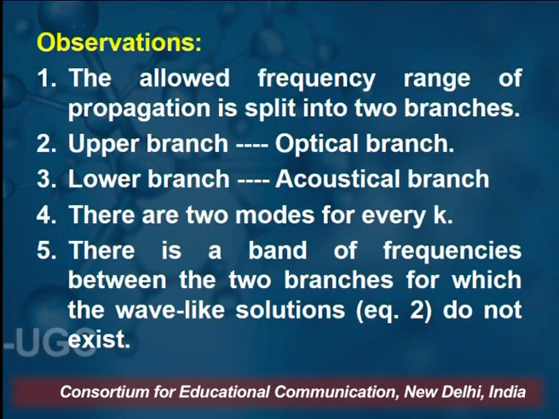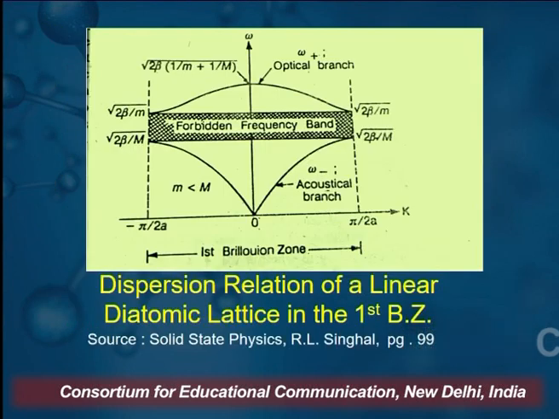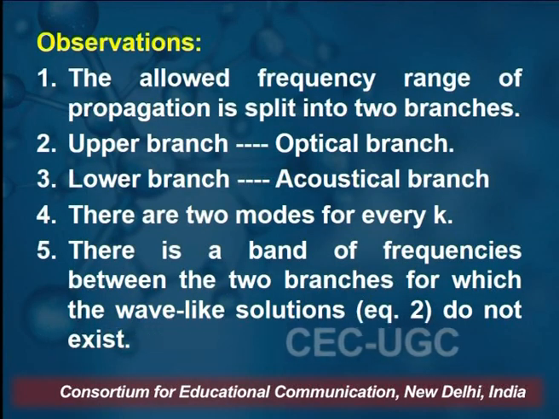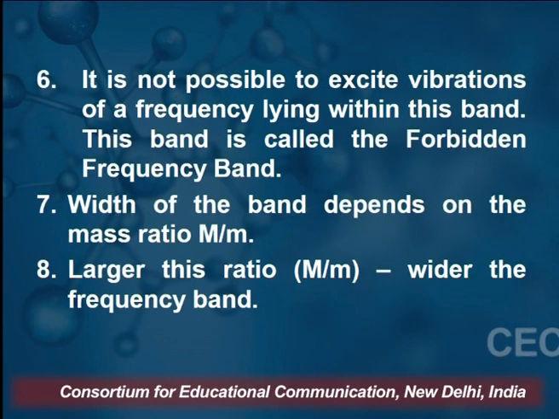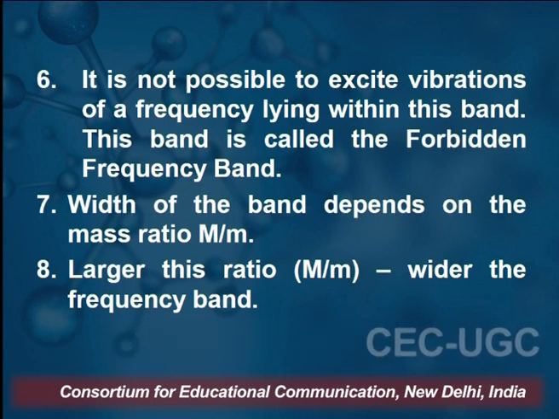Also, there is a band of frequencies between the two branches for which wave-like solutions do not exist. That will be called the forbidden frequency branch. In between the two branches, there is a region of omega which does not have any allowed solutions, and that region is called the forbidden branch. It is not possible to excite vibrations of frequency lying within this branch, and this branch, as I said, is called the forbidden branch.